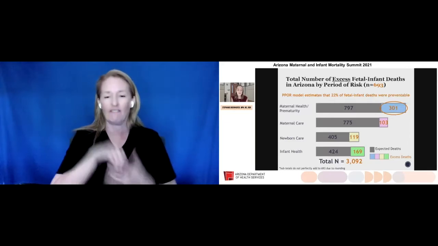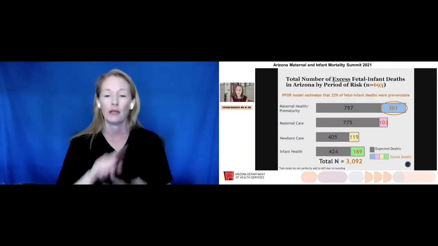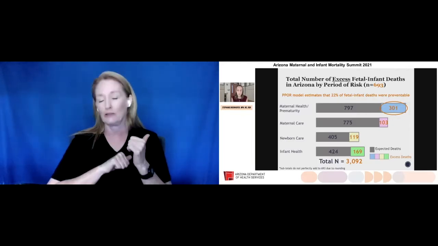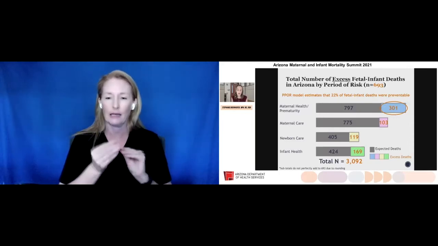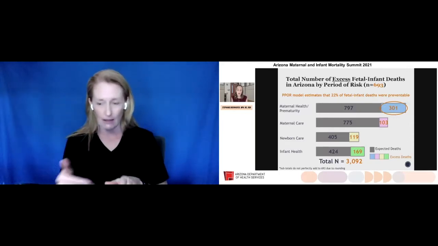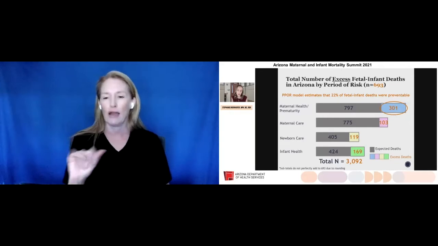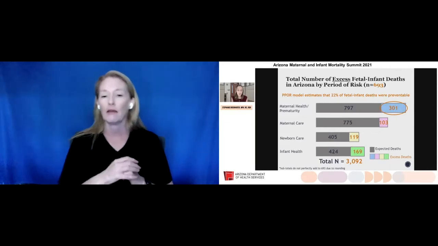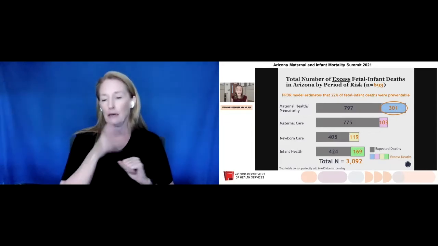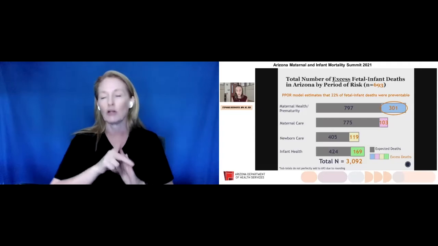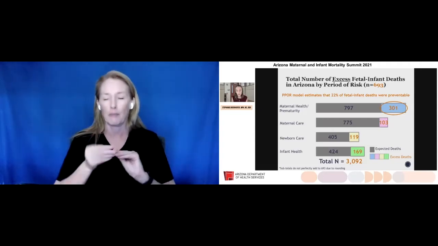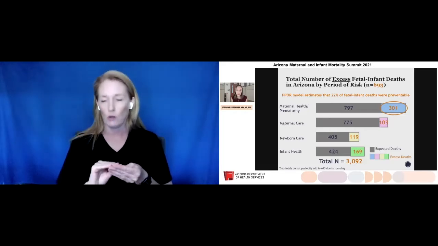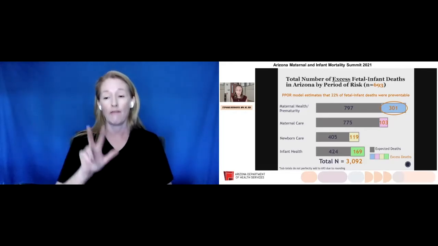So this figure outlines the 4 periods of risk labeled on the left, and within each period, you can see the number of expected infant deaths, which are in the gray bars, and then the number of excess deaths, which are represented by the colored bars. And we can see that in the maternal health and prematurity period, that's where we had the greatest number of excess deaths at 301. And our total number of excess fetal infant deaths of the 3,092 was 693.